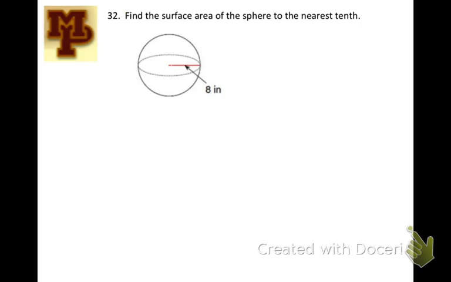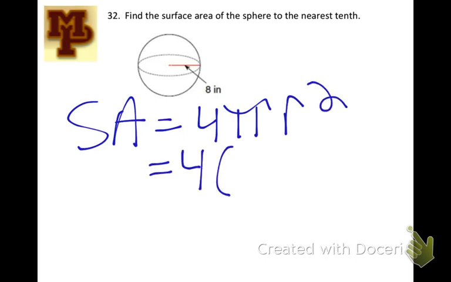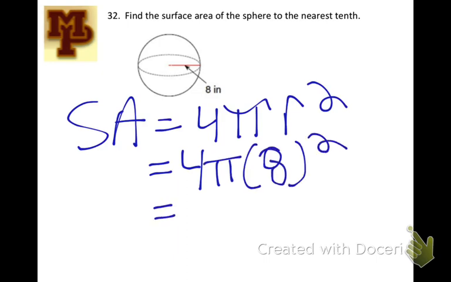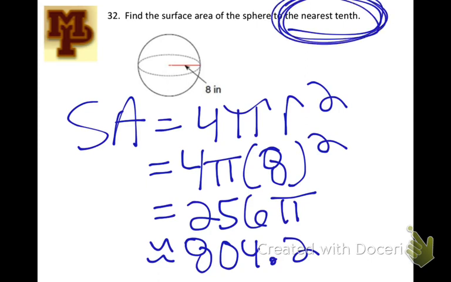Okay, surface area of a sphere. The formula is 4 pi r squared. So we got 4 pi, radius 8 squared. That is 256 times pi, which is about 804.2 to the nearest tenth. We want to follow directions. That's inches squared, square inches, okay?